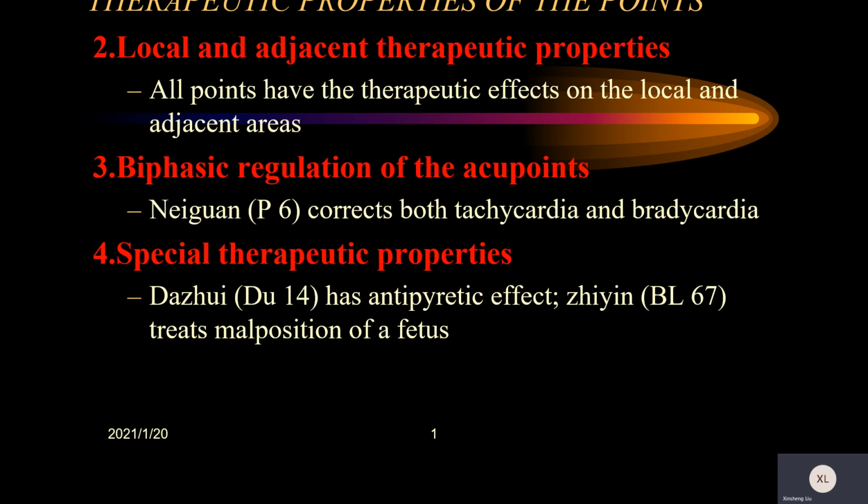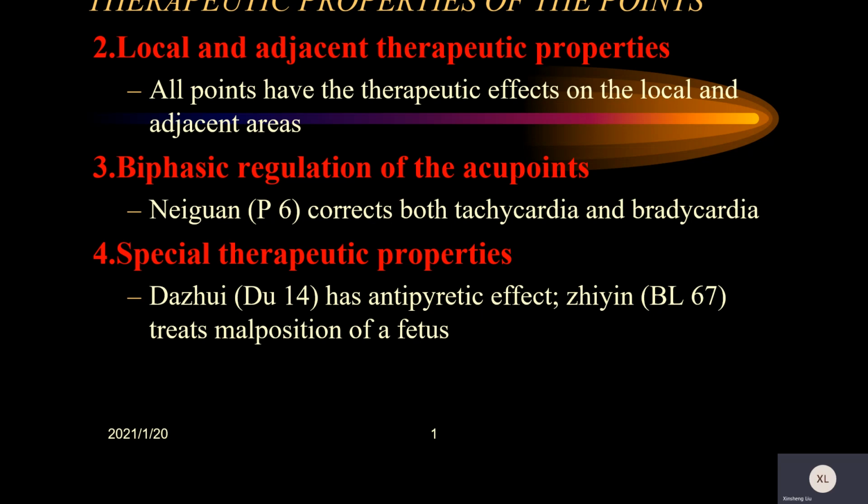For the shoulder, we will learn LI 15 and SJ 14. It is a very special local point for shoulder pain and frozen shoulder, right? Local adjacent therapeutic properties. Number 3, biphasic regulation of the acupoints. A lot of points can do two-way regulation.